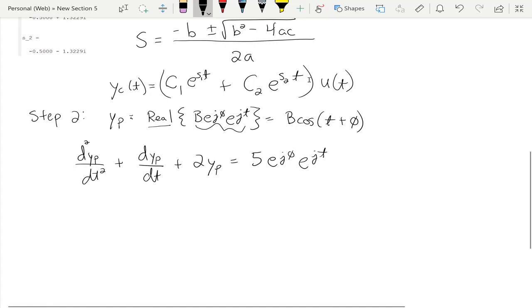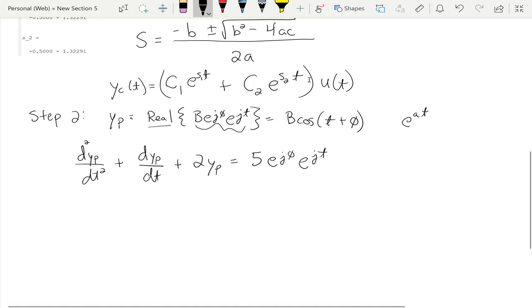The amplitude and the phase don't ever depend on time, but e to the jt does depend on time. If I have e to the at, where a could be anything, what's the derivative of e to the at? a e to the at.